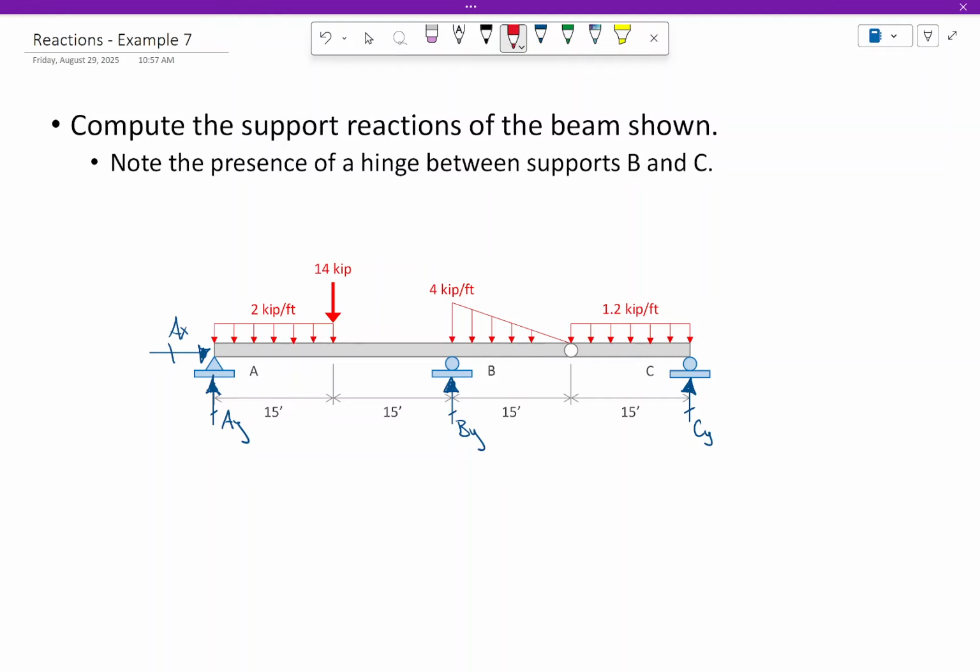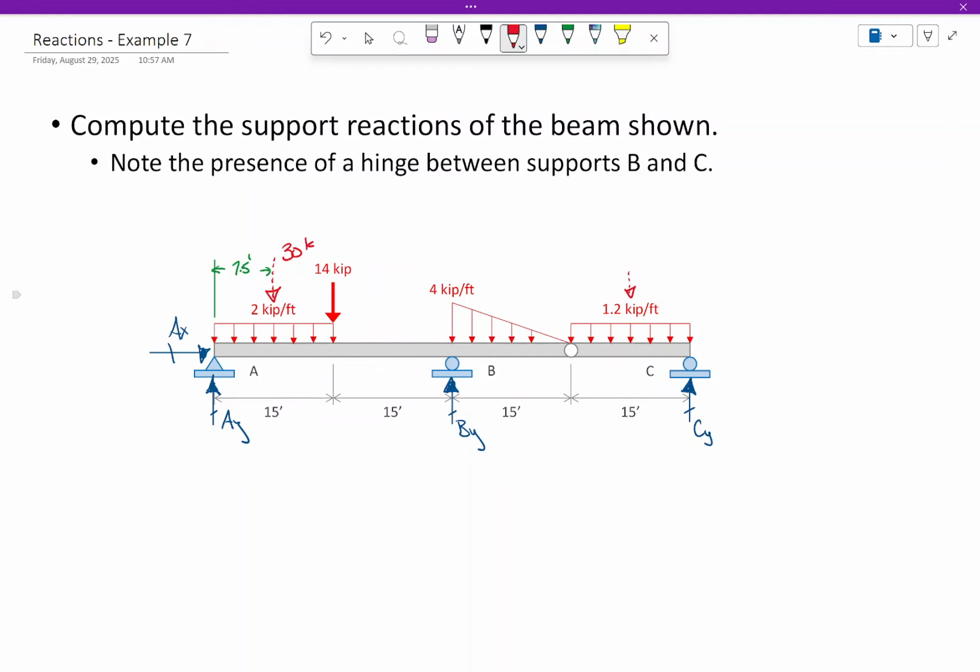Okay, so let's start off with these distributed loads. Each of these are 15-foot spans. So I can take this first distributed load and idealize that as 30 kips. And what's this distance right here? 7.5 feet. There's 7.5 feet.